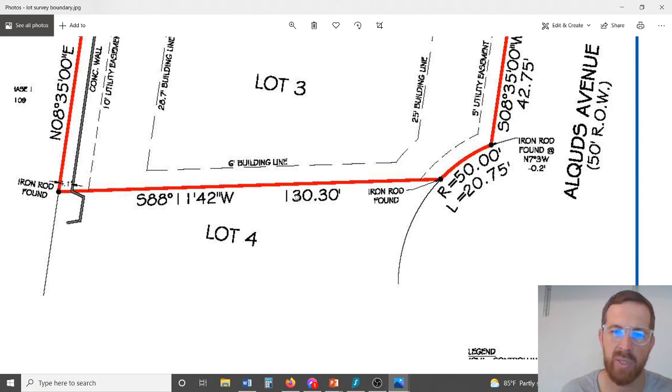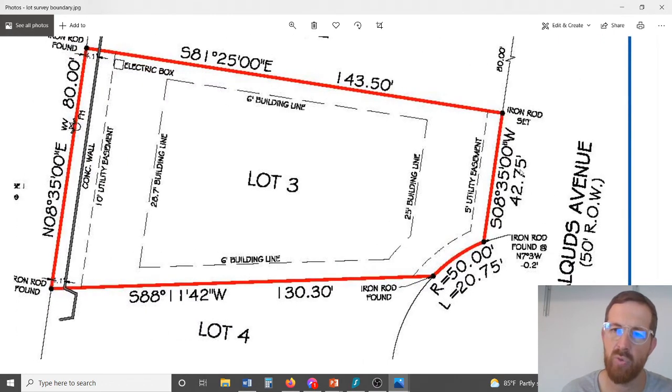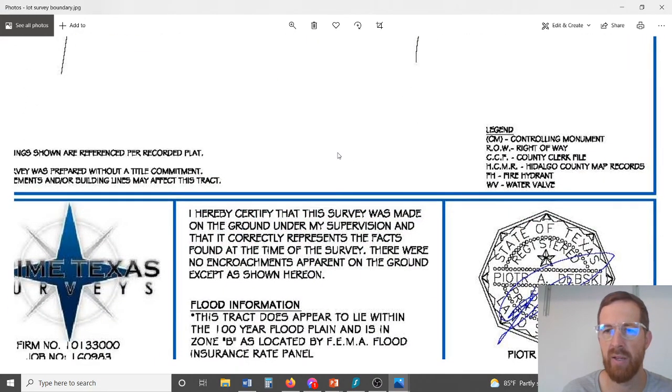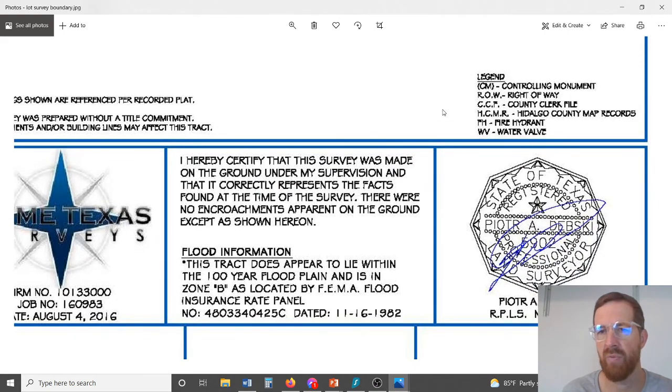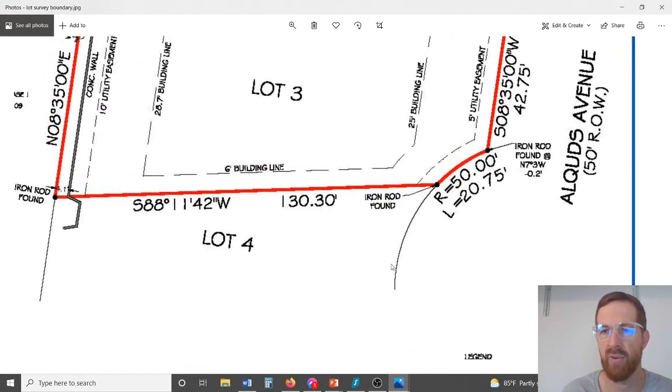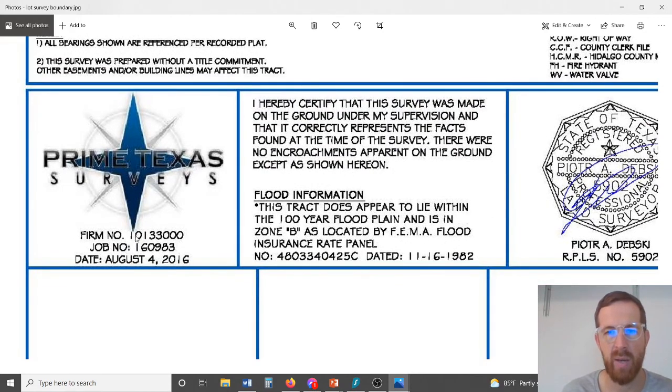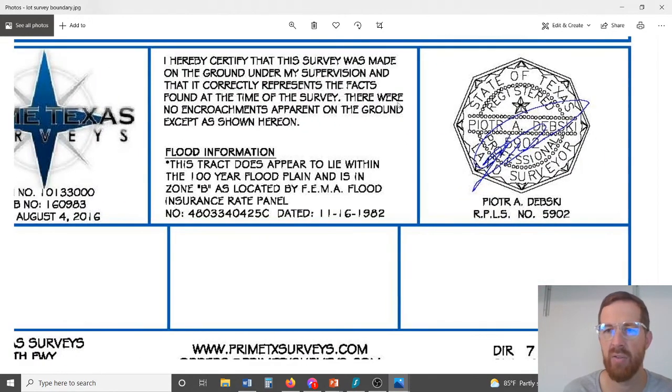And you can see 130.3 feet, and this is 42.75 feet. So you see the dimensions of the lot in that way. And then if we scroll down, there's a legend explaining different things like the water valve and fire hydrant and things that they found here. And you can see the company that did it, and once again, their state license seal.